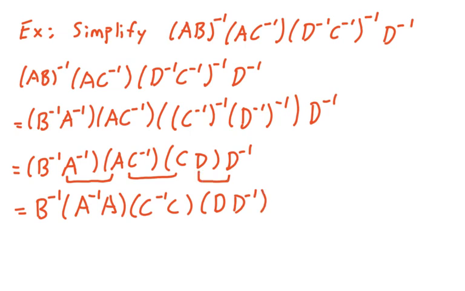So it's all the associative property. So this is B inverse times I times I times I. But this is equal to B inverse. And that's how you simplify the example from the notes.